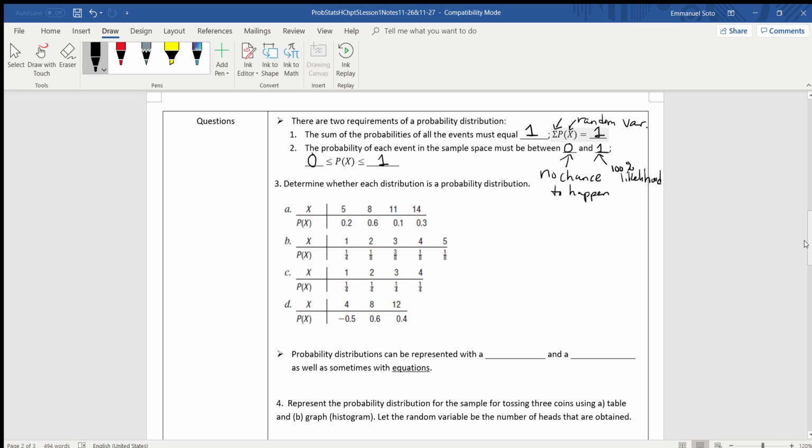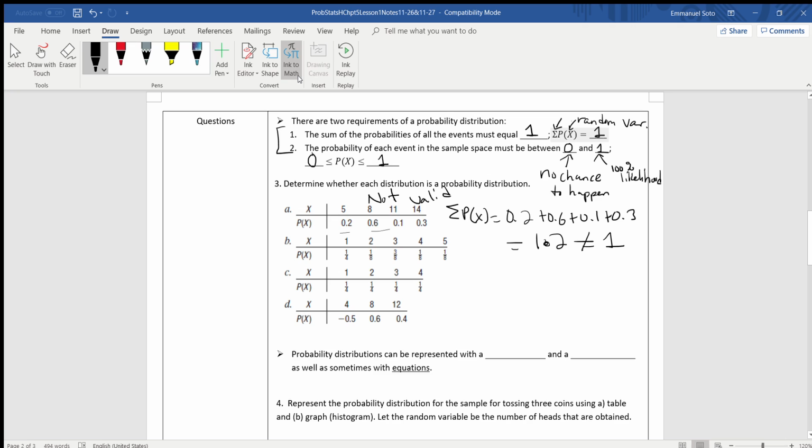All right, so now number 3 wants us to determine whether it's valid. We're going to use the 2 rules here. In this example, we are going to see if the probabilities are between 0 and 1. It looks like they are, so it satisfies condition 2. What about condition 1? You're going to add up the probabilities: 0.2 plus 0.6 plus 0.1 plus 0.3, that's 0.8, 0.9, you're going to get 1.2, which is not equal to 1. So this is not a probability distribution, so not valid.